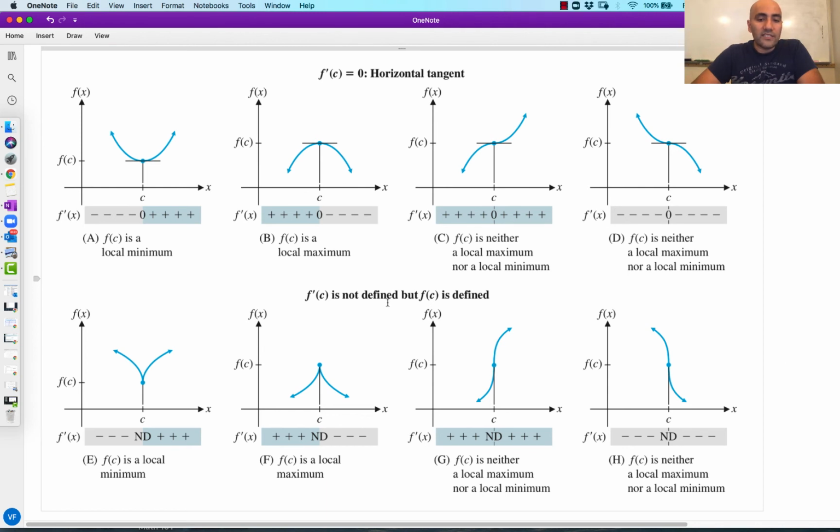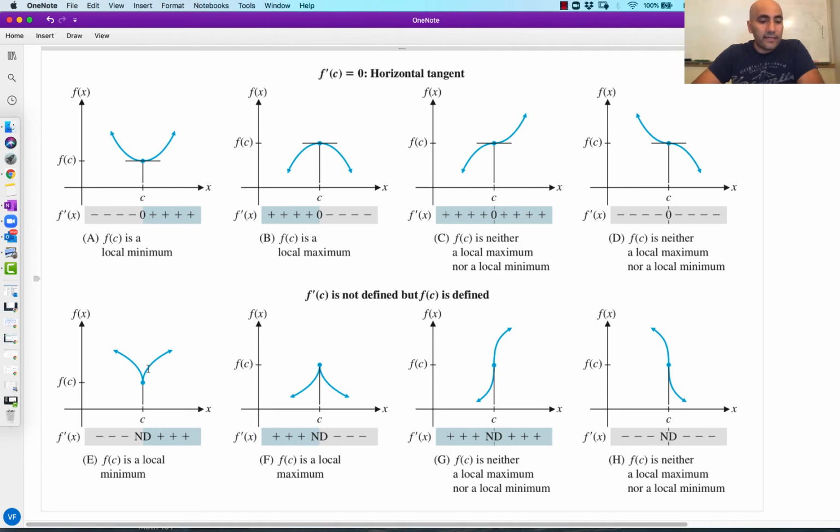Okay, so f prime of c is undefined, but f of c is defined, means that c gets to be a critical value. So graph-wise, it could be that we have a sharp corner there, right? Places where we have a sharp corner, the function is defined there, but the derivative is not defined there. Or it could be somewhere where the graph goes vertical for a second, completely vertical, like in this example or this example.